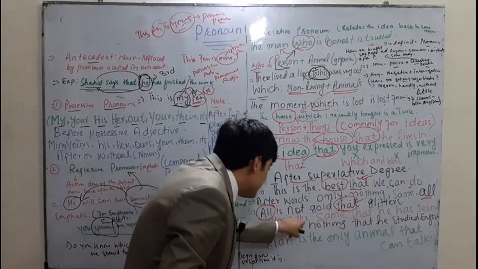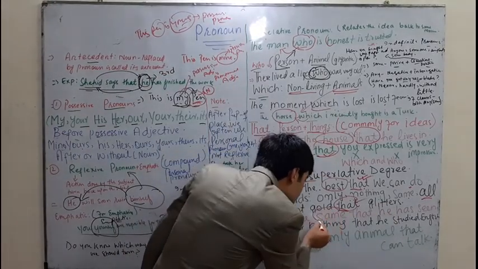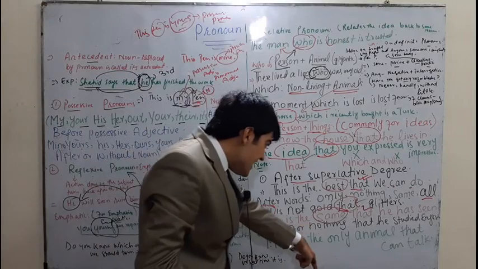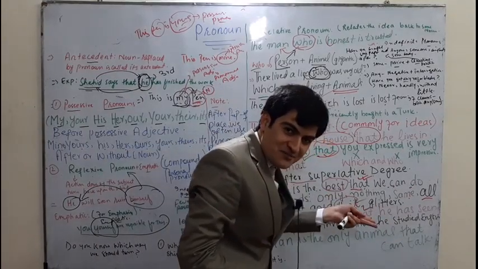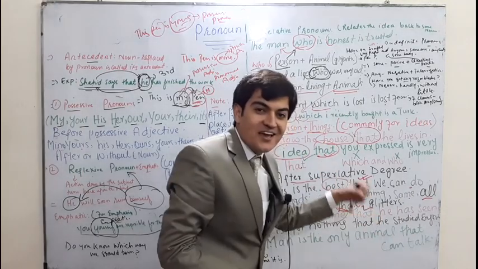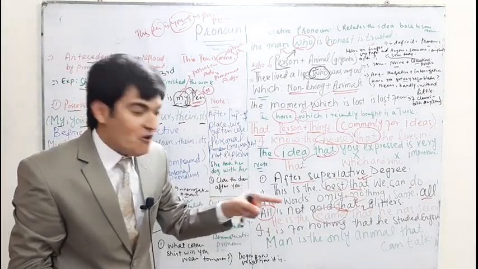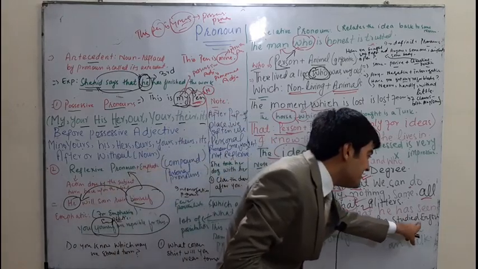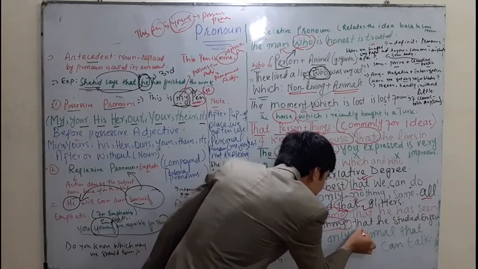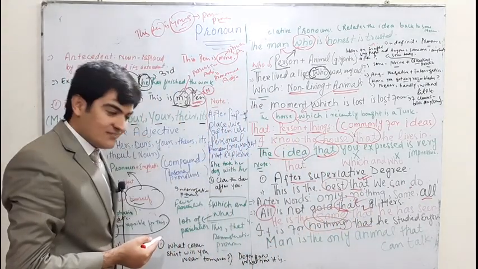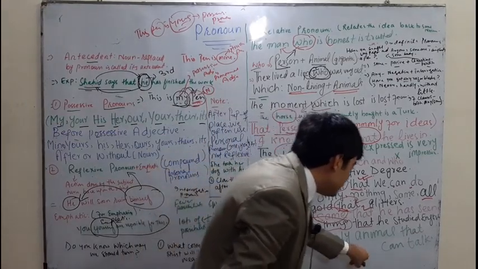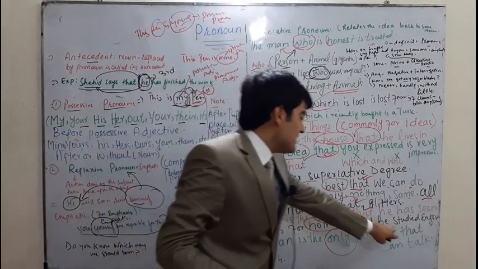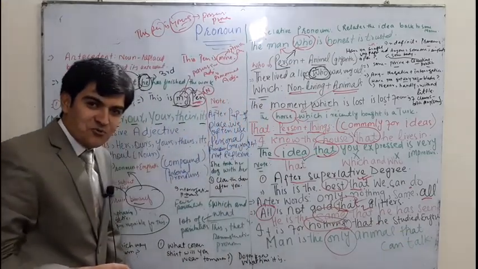Look at the second sentence: he is the same that he has seen. "Same" has been used, that's why you will use "that". Understand? You cannot use "what", you cannot use "which", you cannot use "who". You would be bound to use "that" because "same" is used. It is for nothing that he studied English. Over here "nothing" has been used. That's why you will use "that". Understand? Another sentence: man is the only animal that can talk. Why? "Only" has been used, that's why you will use "that". I hope it is clear enough.